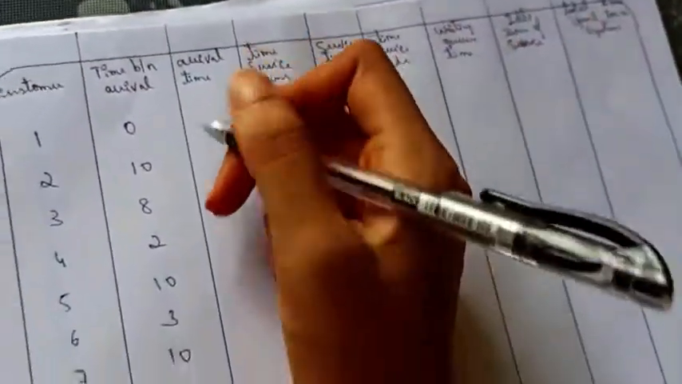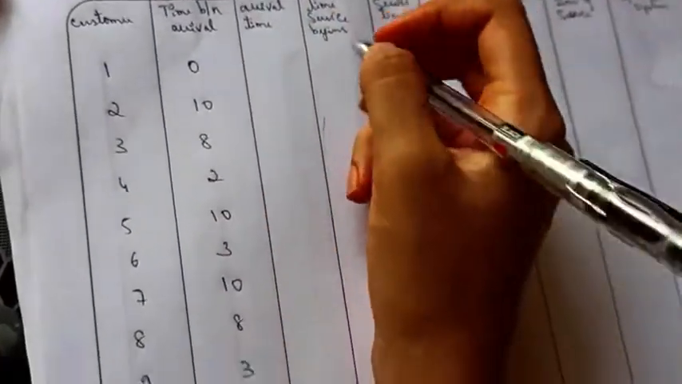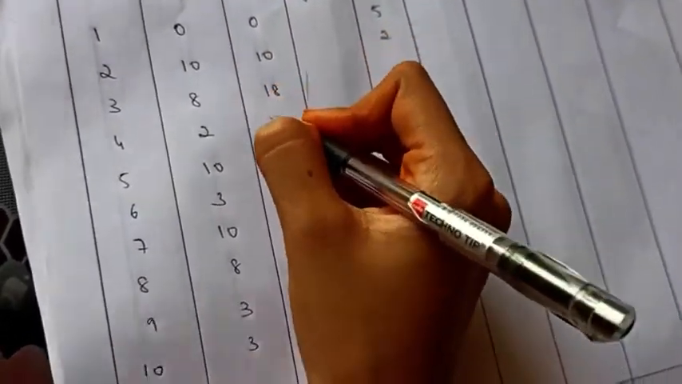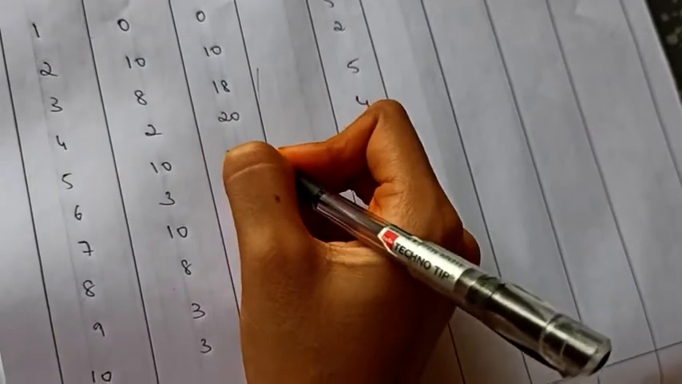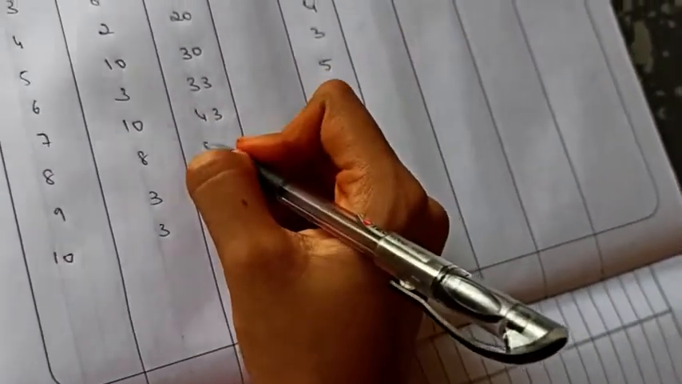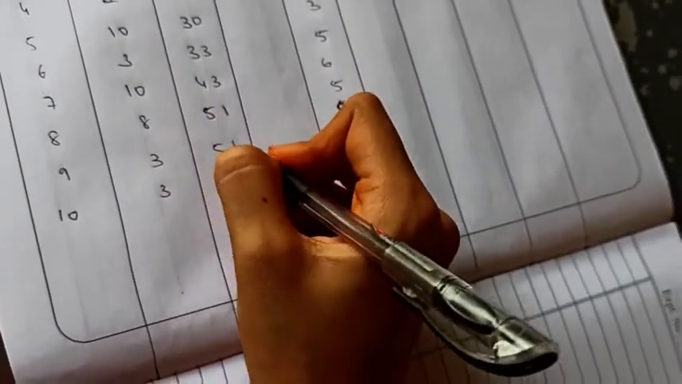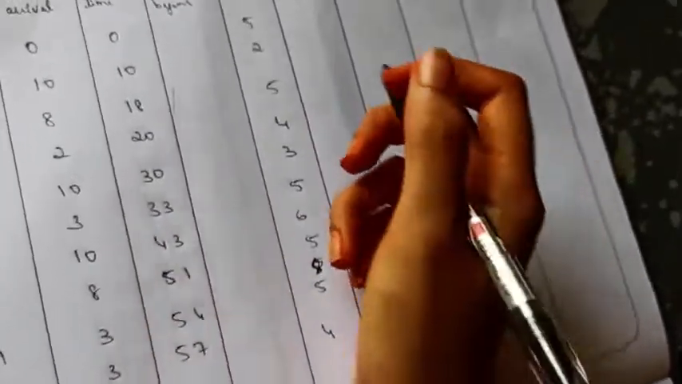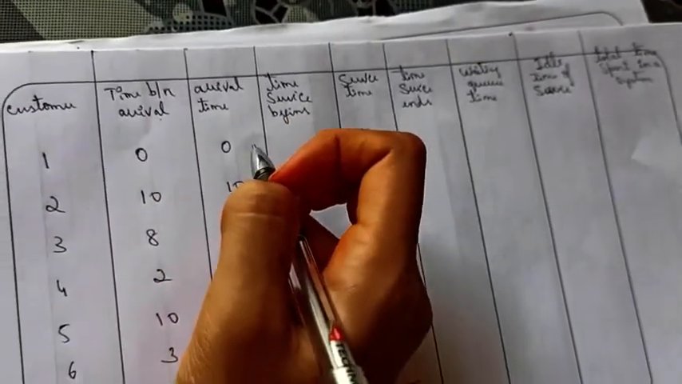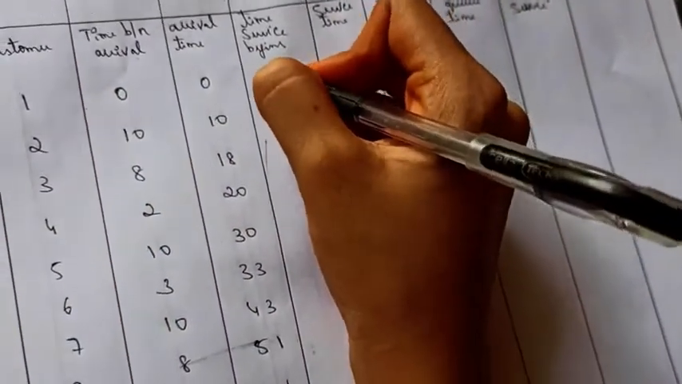Okay, now the arrival time. We find arrival time by cumulatively adding the time between arrivals. So the first one will be 0, the next one will be 10, 18, 20, 30, 33, 43, 51, 54, and 57. Now let's begin. The first customer arrives at arrival time 0, so his service begins at time 0.